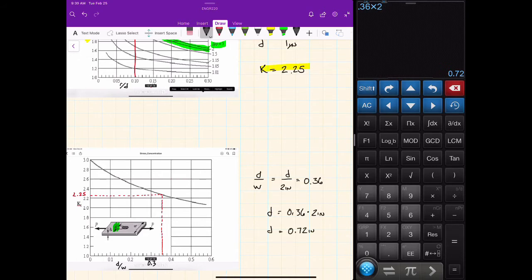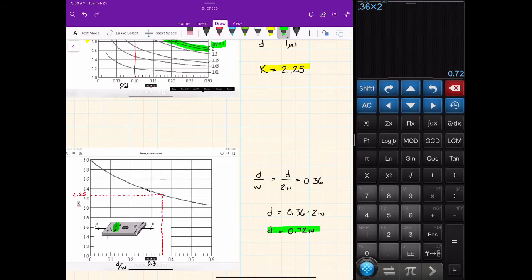So what this says is that our hole has to be at least 0.72 inches in diameter, or else, notice, if the D over W gets to be a smaller number, then our stress concentration factor will get larger. So we need D over W, the ratio of the hole to the plate, to be larger than this value. This value will give us also a stress concentration of 2.25. So technically, the diameter of the hole needs to be larger than 0.72 inches.